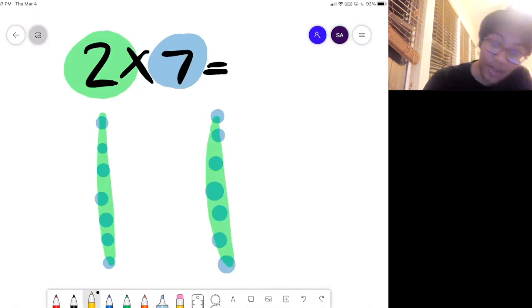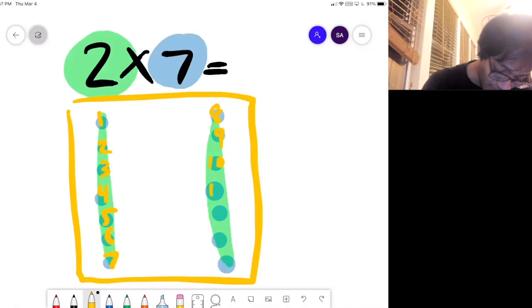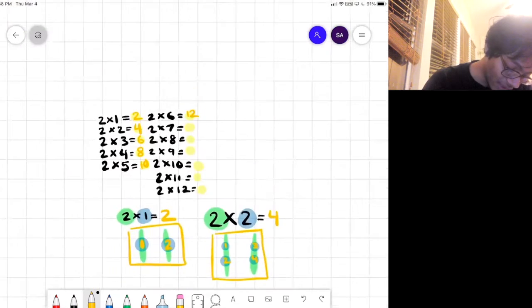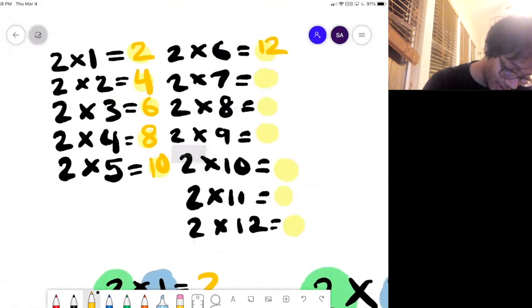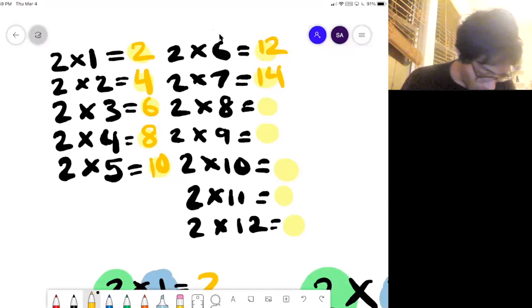Now, I have to count up how many dots in the whole shebang. Now let's count them up. 1, 2, 3, 4, 5, 6, 7, 8, 9, 10, 11, 12, 13, 14. So 2 times 7 is just 14. So we can go back to our table and we can write 2 times 7 is 14. All right, next one up is what?